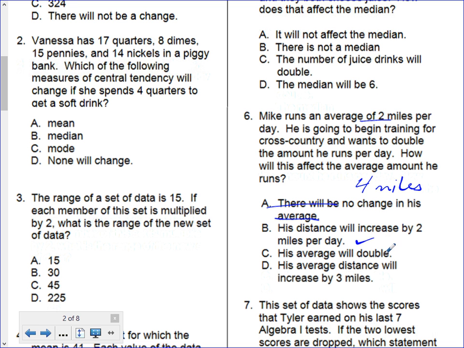His average will double. That's better. How will this affect the average amount he runs? His average will double. So I like that a lot better. His average will increase by 3. No, it's C. Notice, answer what the question is asking you, and always read all the answer choices.